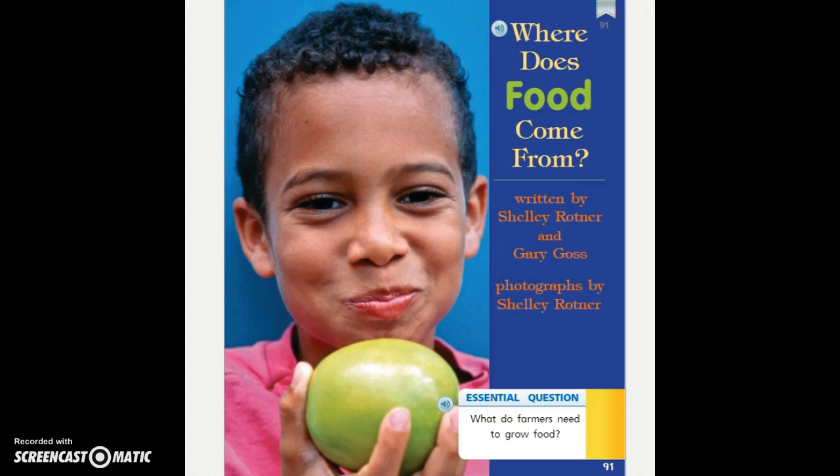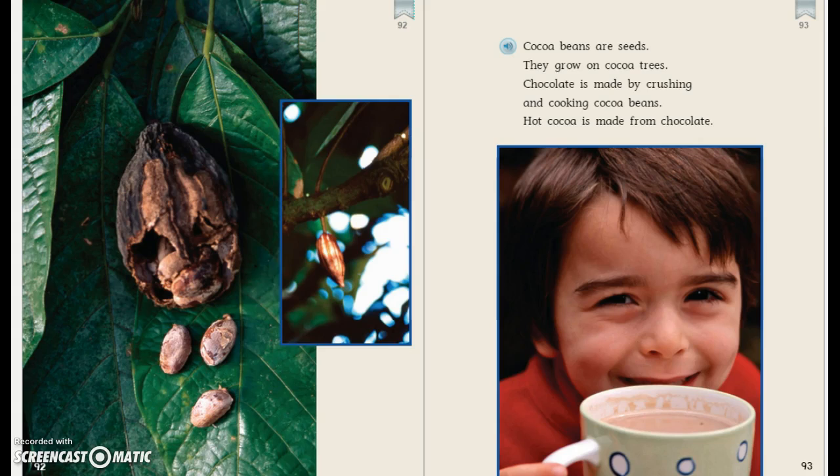Where does food come from? Look at the photographs on pages 92 to 93. What are the authors showing us? The information is right here. They are showing us cocoa beans and how they grow on a cocoa tree. And they tell us about how hot cocoa or hot chocolate is made by crushing and cooking the cocoa beans.